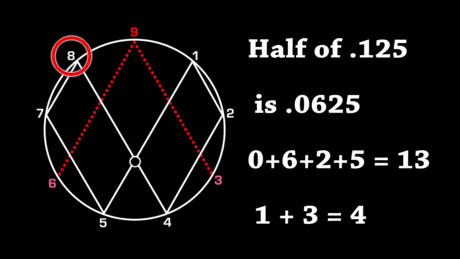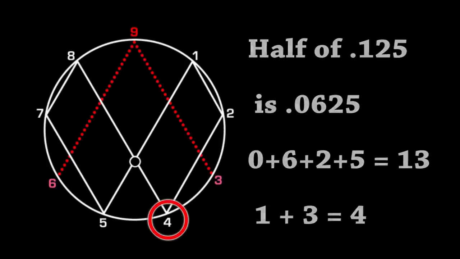Reducing 0.125 in half gives us 0.0625. And adding 0 plus 6 plus 2 plus 5 leaves us with 13. And adding 1 and 3 gives us the number 4.